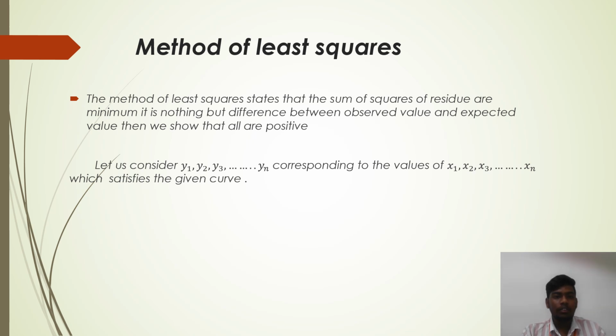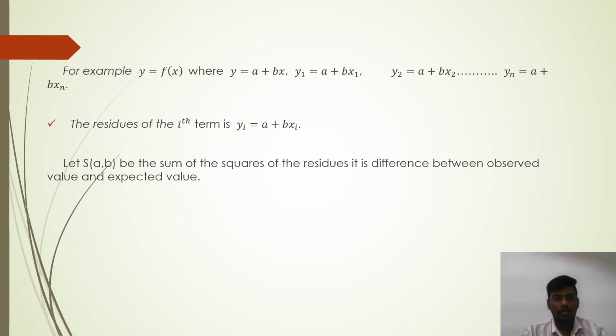The method of least squares states that the sum of the squares of the residues is minimum. A residue is nothing but the difference between the observed value and the expected value. Then we see that all are positive. Let us consider y1, y2, y3 and so on up to yn as the functions corresponding to the values of x, that is x1, x2, x3 and so on up to xn, which satisfy the given curve.